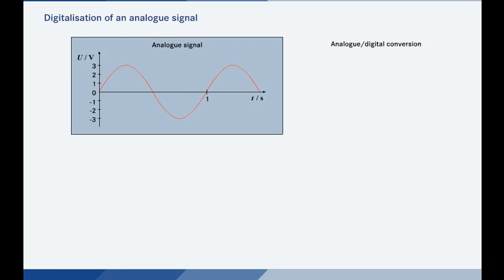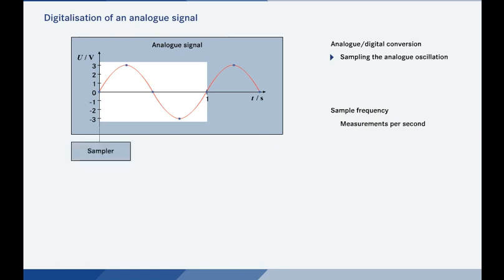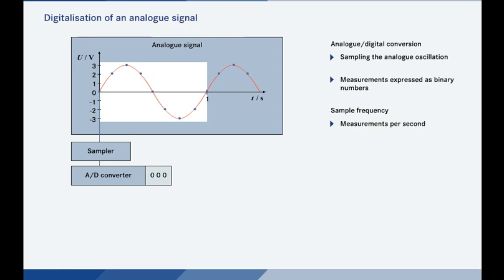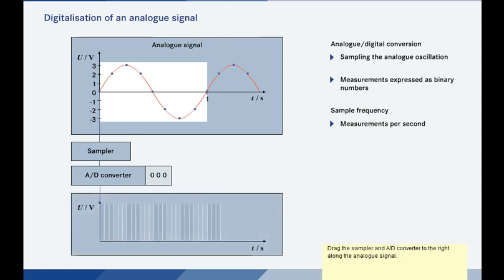The conversion of an analog signal into a digital signal involves sampling and measuring the analog oscillation at set intervals. The number of amplitude values measured and transmitted per second is known as the sampling frequency or sampling rate. The higher the sampling frequency, the more precisely the analog signal can be digitalized. Digitalization is carried out by an analog-digital converter. This device reproduces the sampling process as binary numbers, that is, as combinations of the numbers 0 and 1. Now simulate the digitalization of this analog signal by slowly dragging the sampler and analog-digital converter to the right.